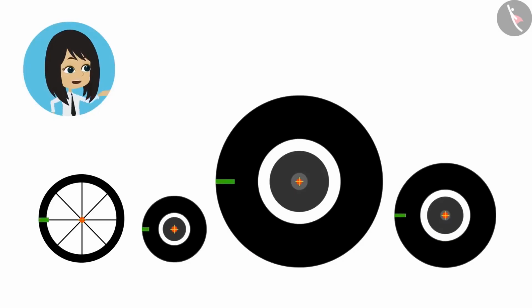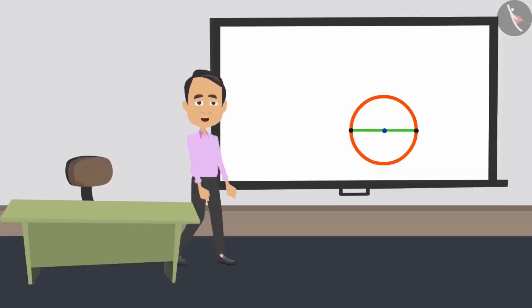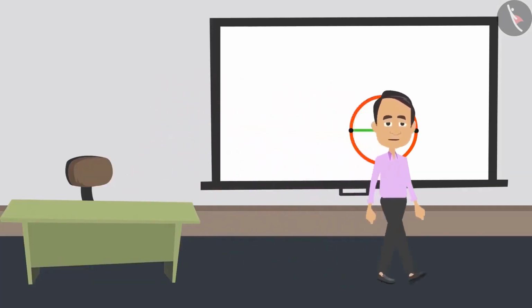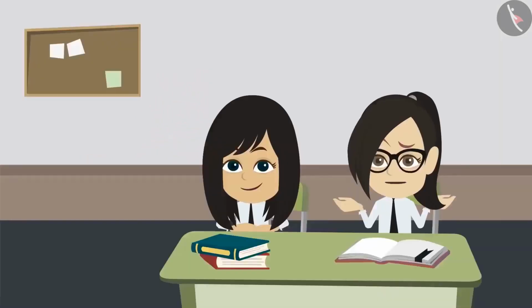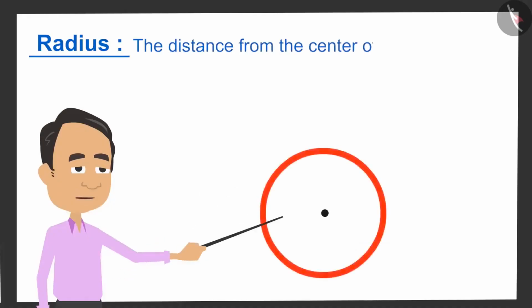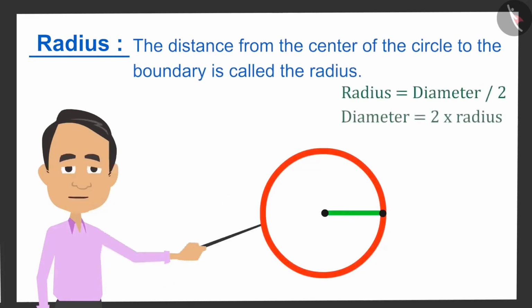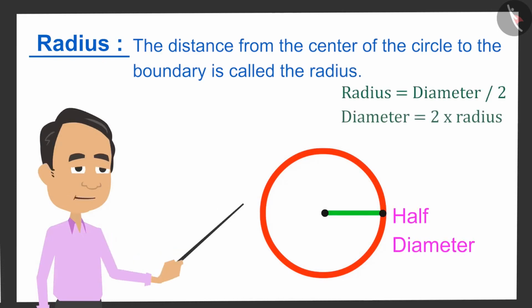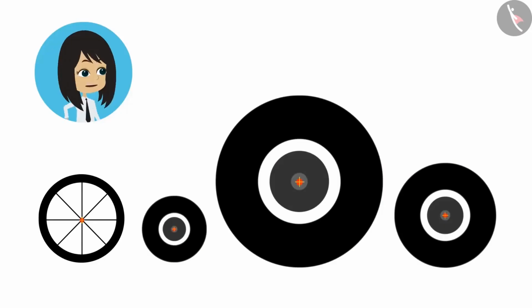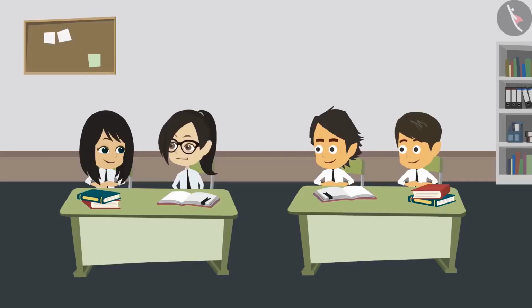If we measure the diameter of all the wheels, then we can tell the difference between the wheels. Absolutely right. But before that, you should know another property of a circle. So, what is a radius? The distance from the center of the circle to the boundary is called radius. It is half of the diameter, so it can also be called half diameter. That means if we measure the distance from the center of the wheels to the boundary, then we will know their radius. Yes, and we can also tell the difference between wheels when we know the radius of different wheels.